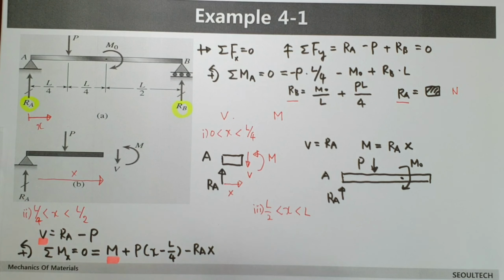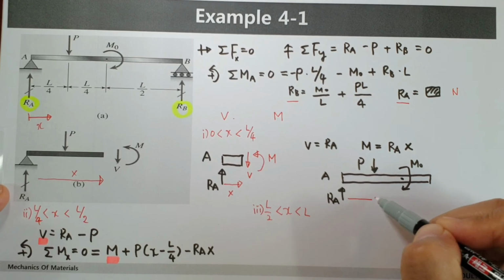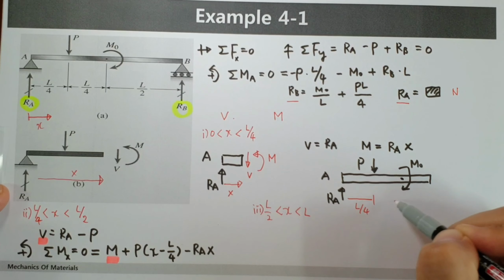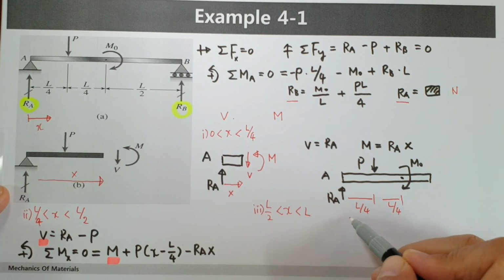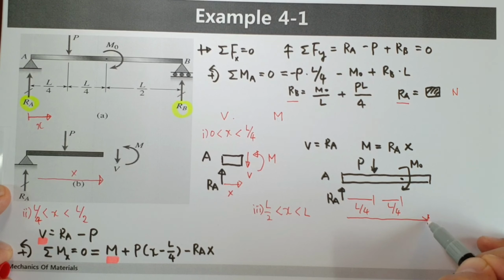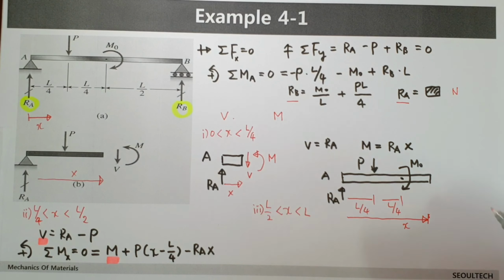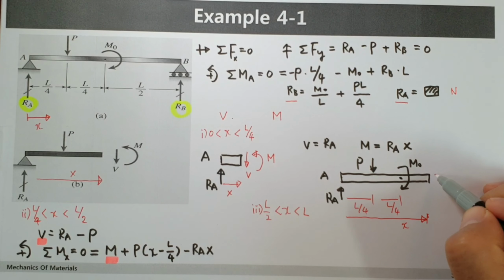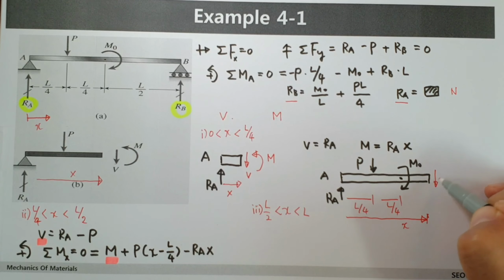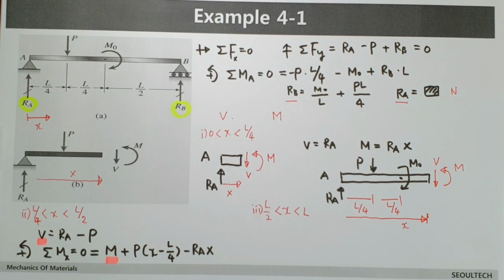Of course, this distance up there is L over 4. Of course, here also L over 4. Up to there, let's say its length is x. Okay, we can introduce here shear force acting like this one, V, and moment acting like this one, M.